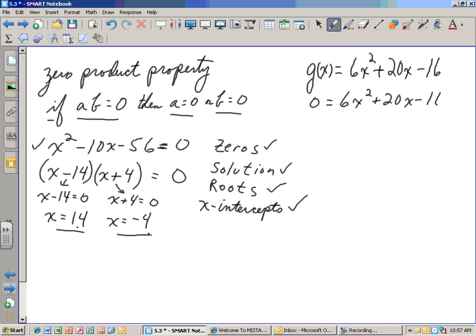The first thing we look for when we factor: do any of these terms have anything in common? And they do. They're all divisible by 2. So we'll factor out a 2 first, and we're left with 3x squared plus 10x minus 8.